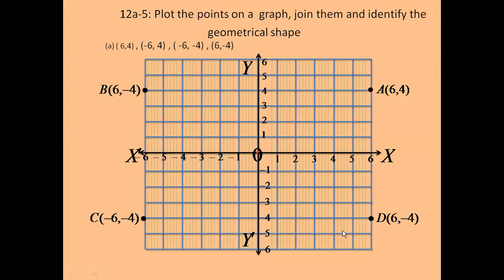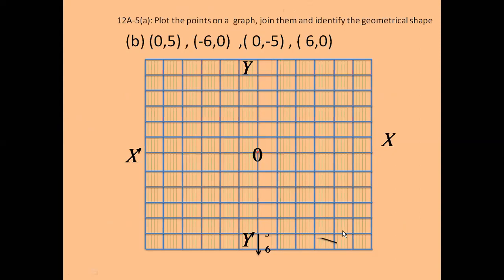Now after our plotting work is done, we have to go for the join. So join A, B, C, D, and D A together. A B, then B C, then C D, then D A, and we joined. Now we can see it's a rectangle. So the bounded area ABCD will be the rectangle. So first of all, we have to plot the points. After plotting, then join and then identify the geometrical shape. So first we plot, then join, then shape.